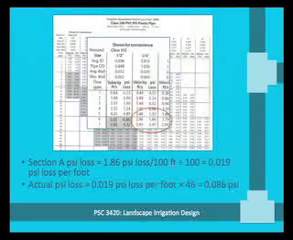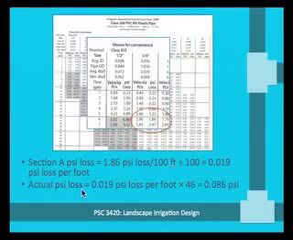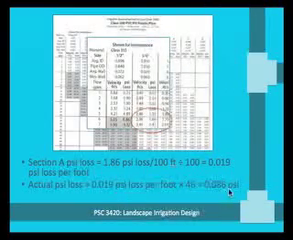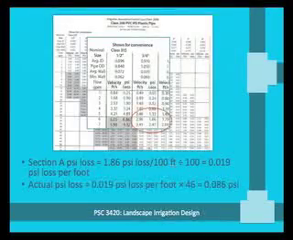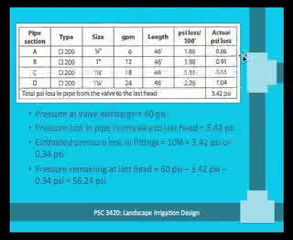But recall the length of pipe in section A, well, all the sections, but we're working on section A right now, was 46 feet, not 100 feet. So you would take that 1.86 PSI loss, divide it by 100, you end up with 0.019 PSI loss per foot of pipe. So the actual PSI loss in that section would be 0.019 PSI loss times 46, or 0.86. So let me just go back here. That's where this number is coming from, this 0.86, okay?